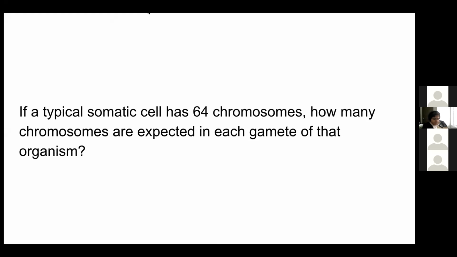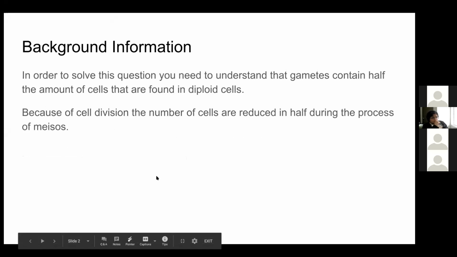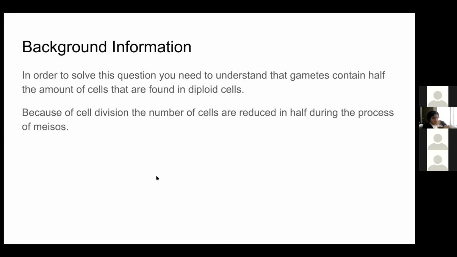Okay, so I had a pretty simple question, I think. It was, if a typical somatic cell has 64 chromosomes, how many chromosomes are expected in each gamete of that organism? I said in order to solve this question, you need to understand that gametes contain half the amount of chromosomes that are found in diploid cells.